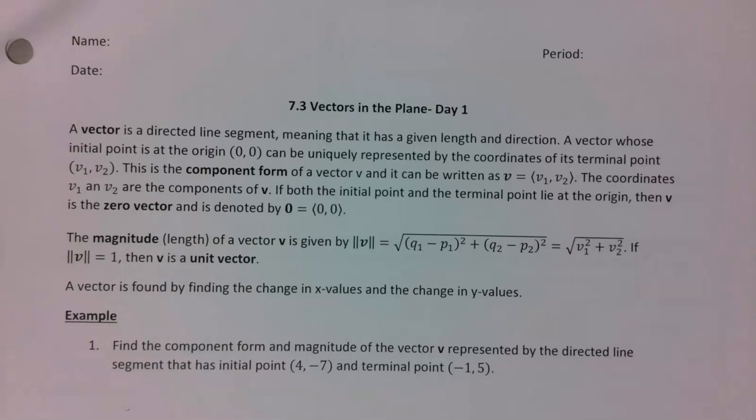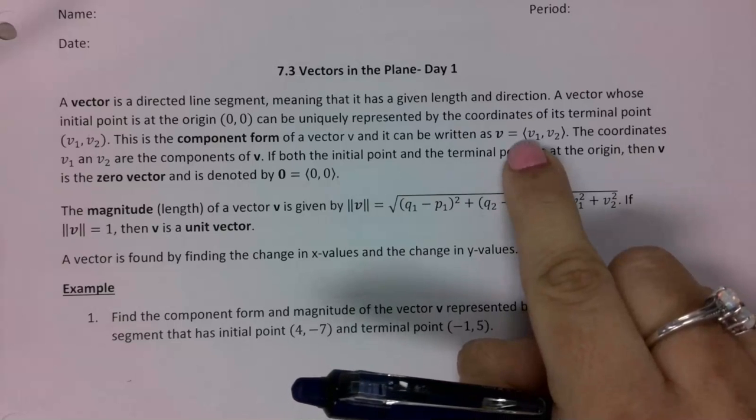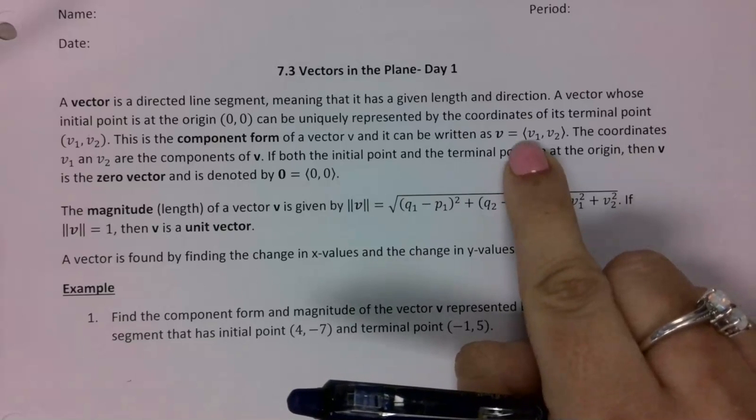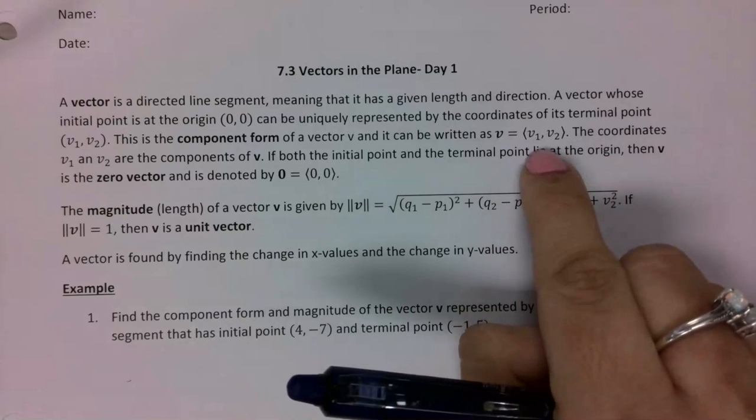Okay, so today we are talking about vectors. A vector is a directed line segment, so it means it has a start and an end. And it has a direction and a length. So typically our vectors will start at the origin, and its terminal point will be a coordinate point. The component form is written with these brackets that kind of look like arrows. This is how I know it's a vector. And vectors just preserve distance and length.